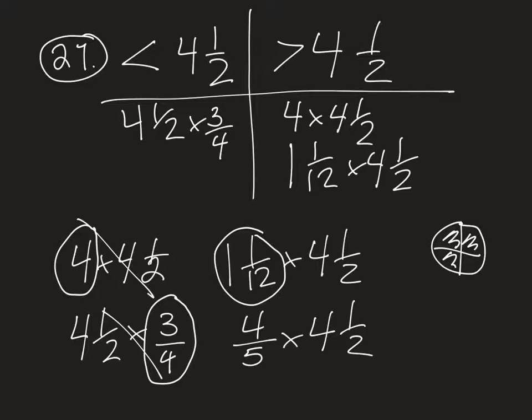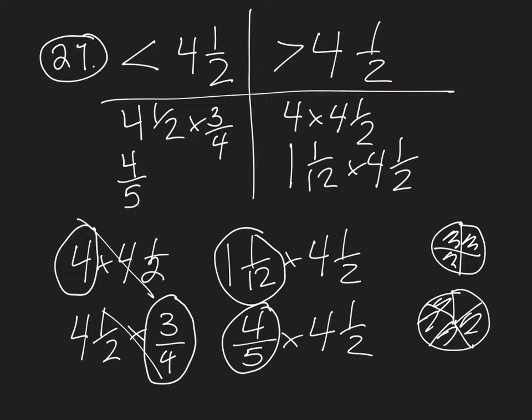And then the last one, I'm going to circle the number again that's not 4.5. And like I said before, remember, you can always draw a picture. So there's my fifths. I have 1, 2, 3, 4 fifths. And that 4/5 is less than 1 whole. So my product is going to be less than 4.5. So my answer is going to go over here.